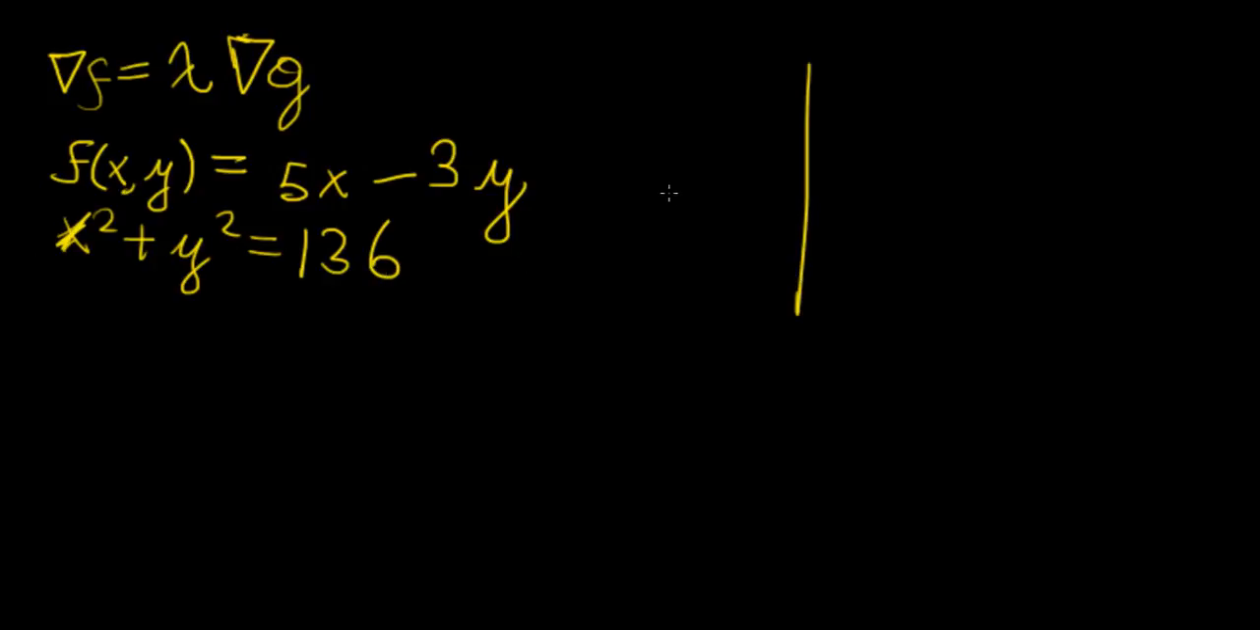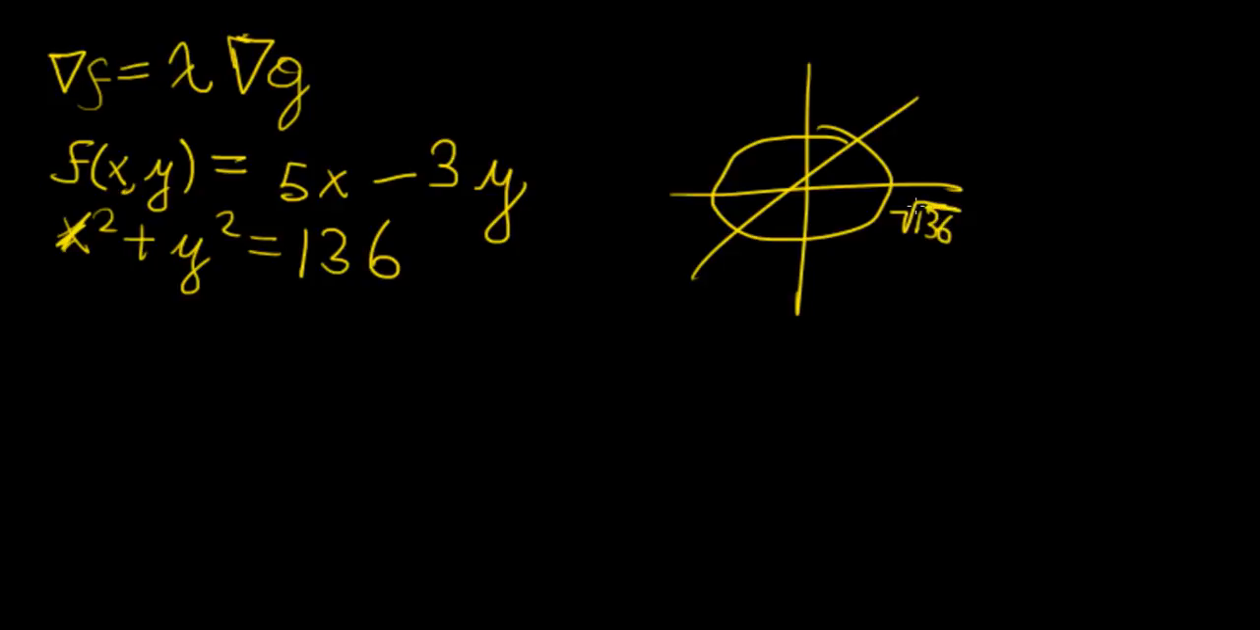So obviously we have a function that is a surface in this case, and we're confined to this circle centered at the origin, which has a radius of the square root of 136. The function in this case would actually be something like a plane, and we want to find the maximum and minimum values of that within that circular boundary. So that's what the constraint equation in this case is doing.